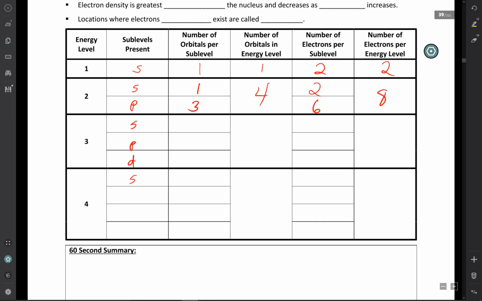Go ahead and see if you can figure out the third and fourth energy levels on your own. And I'll give you what sublevels are present. So pause the video, see if you can figure it out. Use the orbital diagram if you need help.